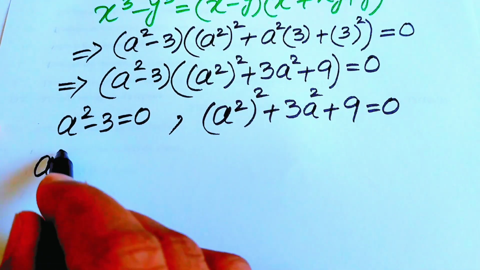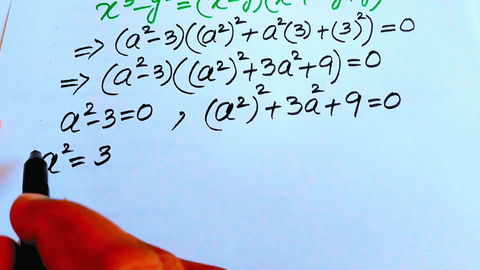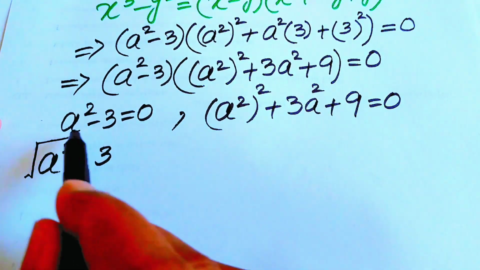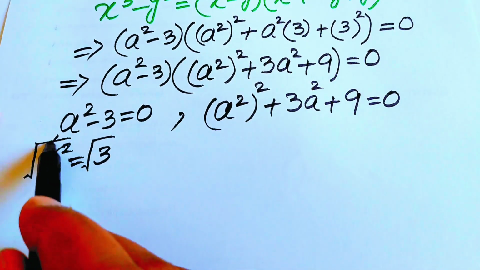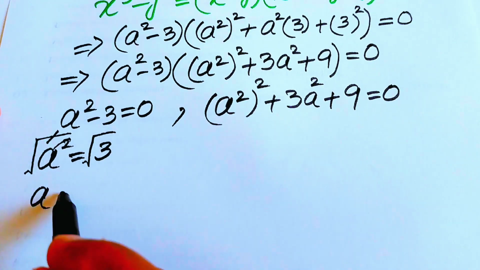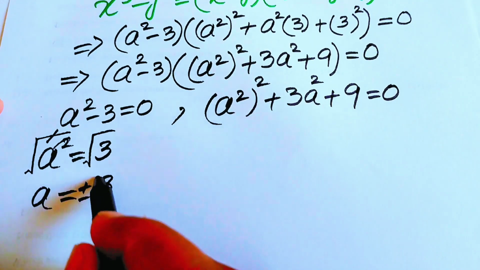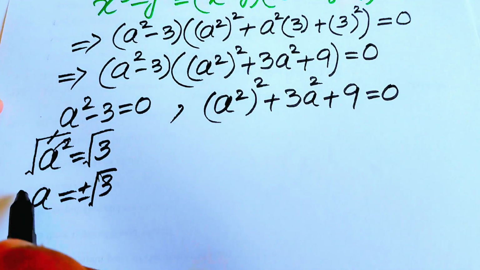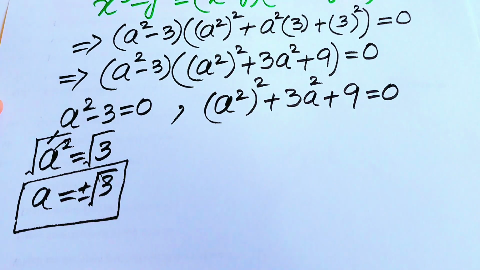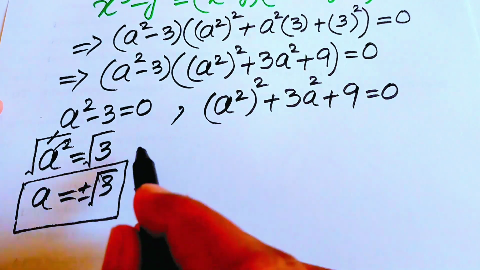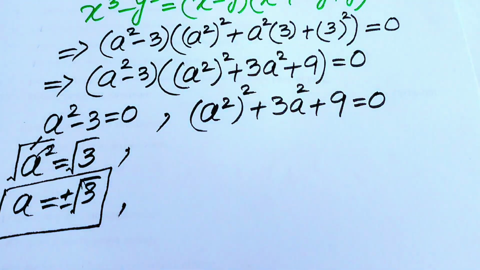So now first we focus on case number 1, and in this case we move this minus 3 to the right hand side, and it becomes a square equals 3. And now we take the square root on both sides of this equation, and you see that the square and square root are cancelled by each other, and we get the value of a equals plus minus square root of 3. So these are the two real roots of the given equation. And now in order to find the other roots we need to solve the second case.